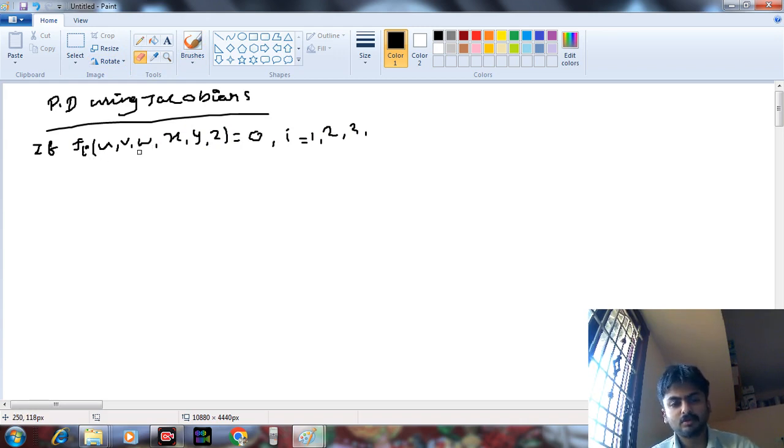So f1 of u, v, w, x, y, z equals 0, f2 of u, v, w, x, y, z equals 0, f3 of u, v, w, x, y, z equals 0. Since we are having three variables, we will have only three functions. So fi means here i takes a value only up to 1, 2 and 3, not more than 3. Now we can find dou u by dou x and dou x by dou u, in the same way dou v by dou x, dou x by dou v, then dou w by dou x.